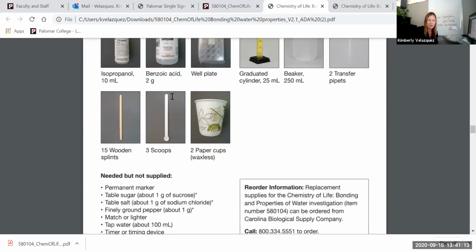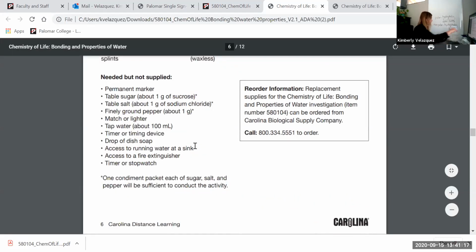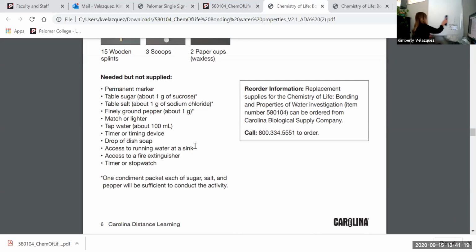Okay, here are the materials you need that weren't supplied. And you don't actually need all of these because we are not setting anything on fire. At least not on purpose, okay? So what you do need is some type of permanent marker.